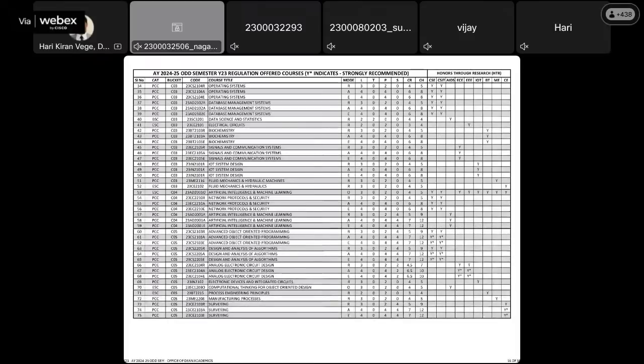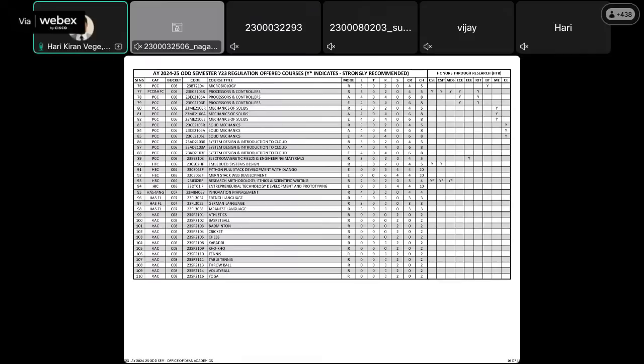Honors through research students, C6 bucket. There is a Y star given for research methodology, ethics, and scientific writing. So it's a Y star course. You should not think twice. Pick it up, right?